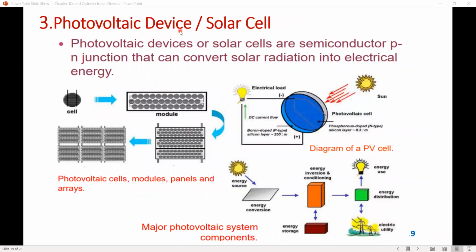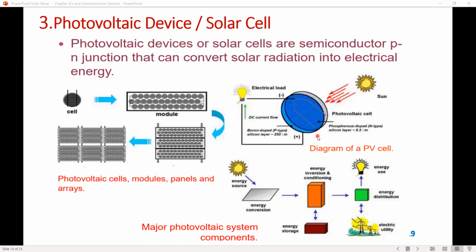So the photovoltaic device or solar cell, guys, how does it work basically? A photovoltaic device, which is one of the modes of the photodiode, or solar cell, is a semiconductor PN junction that can convert solar radiation into electrical energy. This is a single cell, and many single cells make up a module. Multiple modules form panels, and then we have arrays like that.